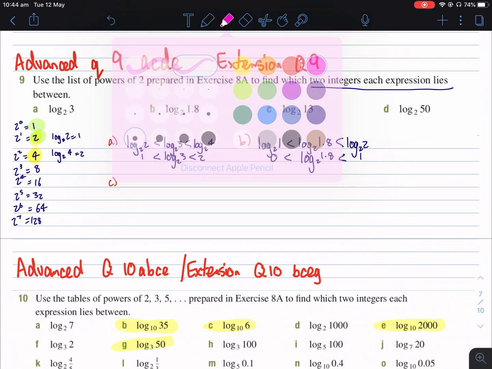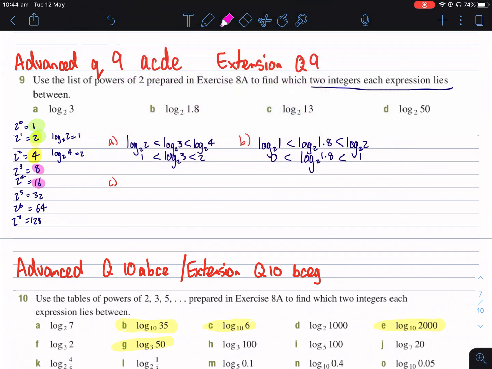If we have a look at C, log base 2 of 13, well, 13 is between 8 and 16. So we know log base 2 of 8 is less than log base 2 of 13, which is less than log base 2 of 16. Log base 2 of 8 is 3. This is 4, so log base 2 of 13. So 2 to the something between 3 and 4 will give us 13. Like it's going to be in between those.